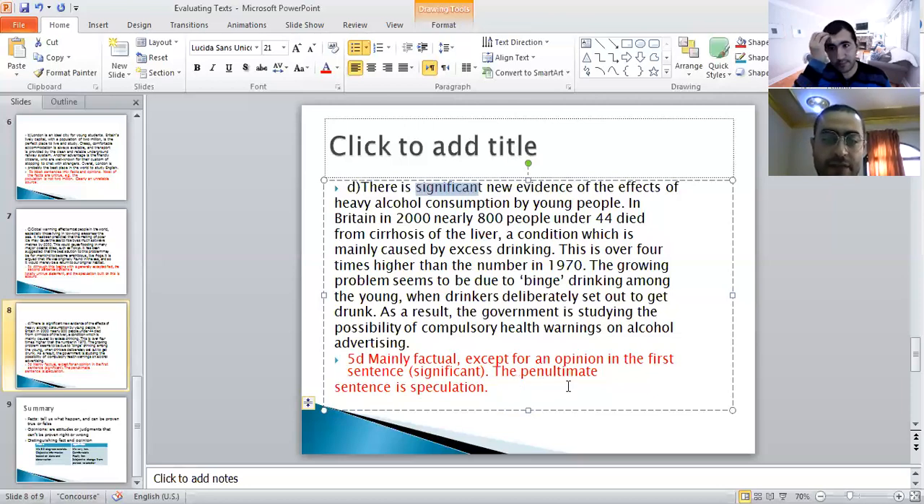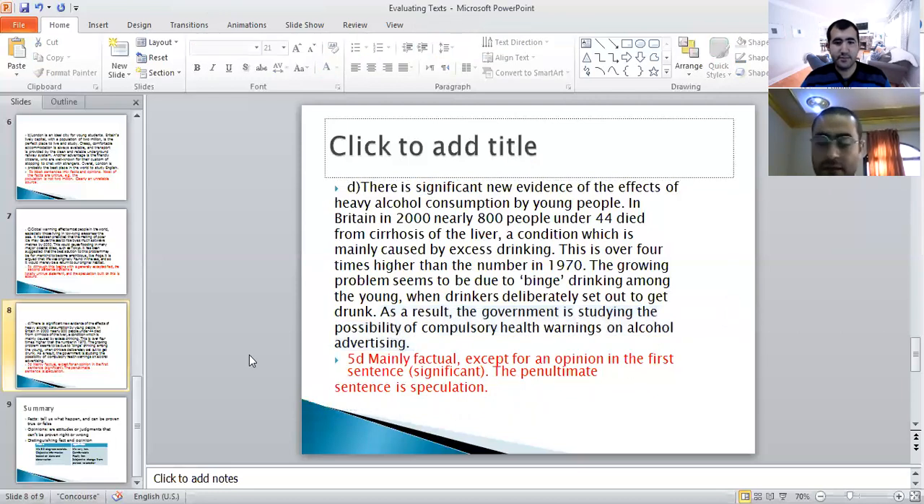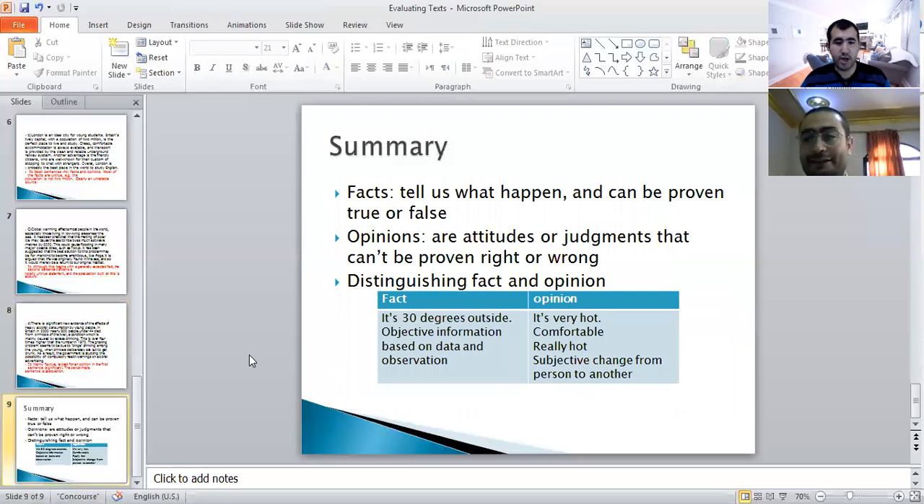The penultimate means here the last sentence. The penultimate sentence is speculation. Look at the last one: "As a result, the government is studying the possibility of compulsory health warnings on alcohol advertising." This is speculation, so it's not a fact. Lastly, let's summarize the presentation.